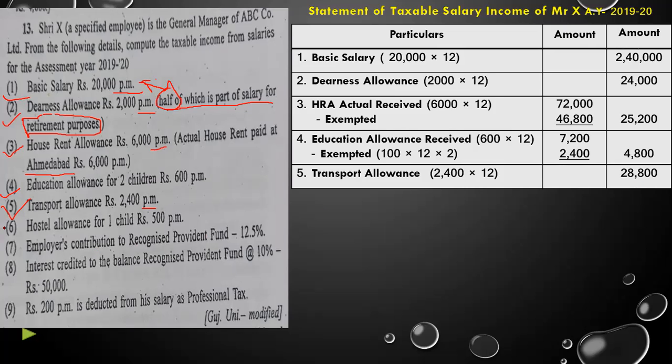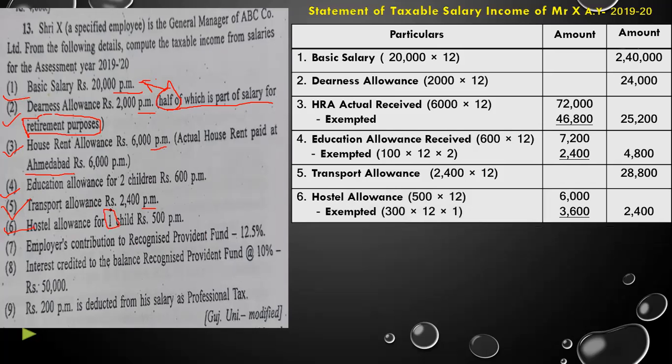Then hostel allowance for one child is 500. Here it is only for one child. So hostel allowance is 500 into 12, 6,000, minus exempted. Exempted amount is 300 rupees per month. So 300 into 12, and it is for one child only, so into 1, 3,600 rupees. We'll get the answer 2,400. We always deduct the exempted amount from the actual amount to get the taxable amount.